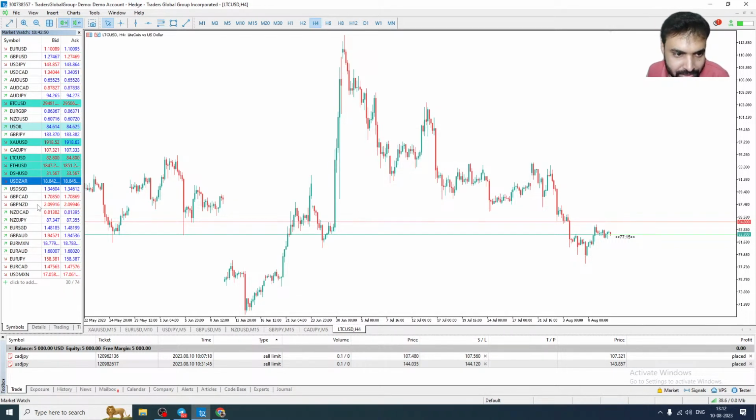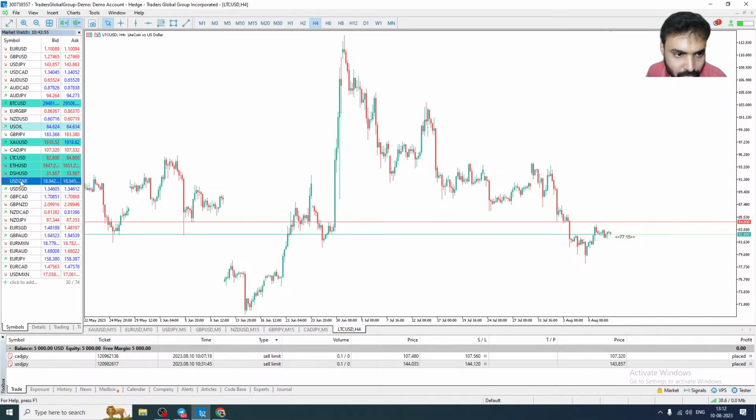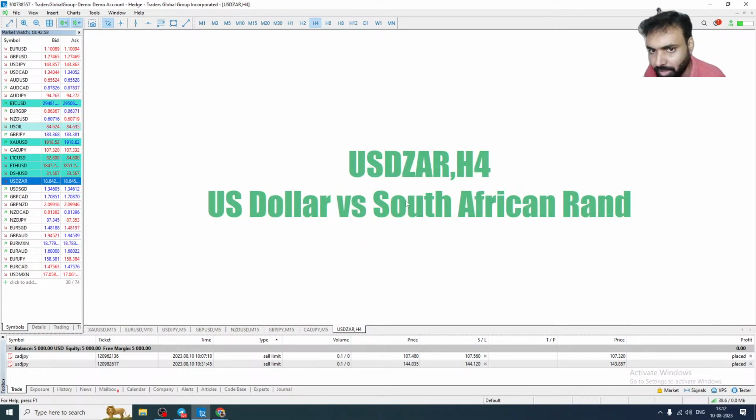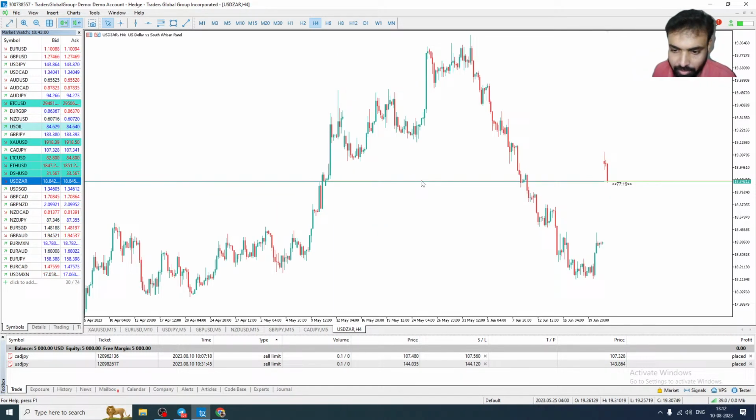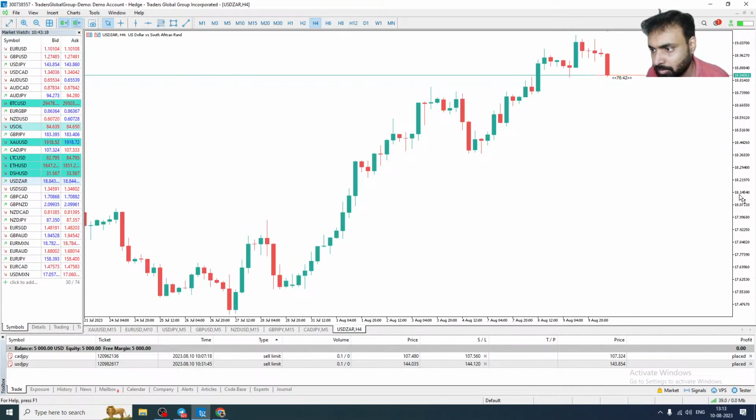We look for USD ZAR. USD ZAR. South African Rand. This is one of the cheapest currencies to trade. I think if you have like $1, you can trade one micro lot in a traditional broker. Okay, but not sure about the funded account. So let's see here. For our swing point, breakout structure.